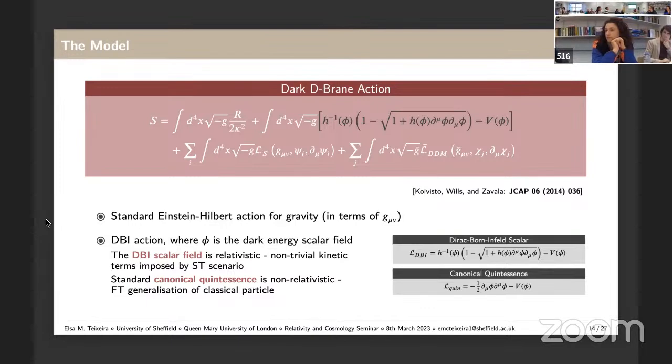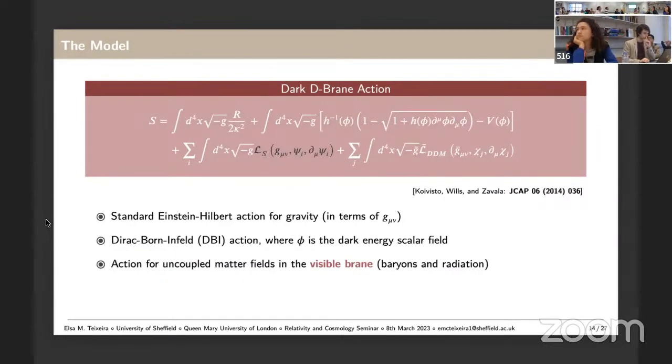And instead of quintessence, which is some kind of generalization of a non-relativistic particle, we end up with a generalization of the relativistic particle, in which we have some kind of Lorentz factor that parameterizes how relativistic the scalar field is. The terms that appear here will be non-trivial, but they are imposed by the string theory scenario when we choose the warp factor. An important point is that this reduces to canonical quintessence in the non-relativistic limit, which in this case means that h of phi times the derivative of phi is small, and then we can take a Taylor expansion, and these terms naturally recover the canonical case.